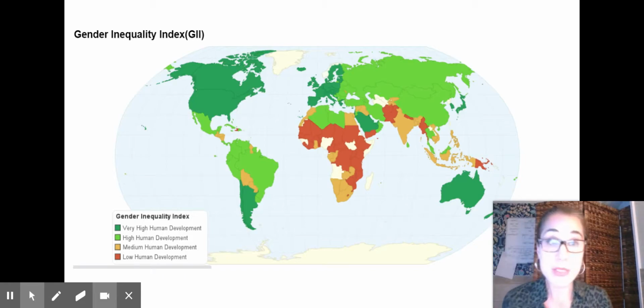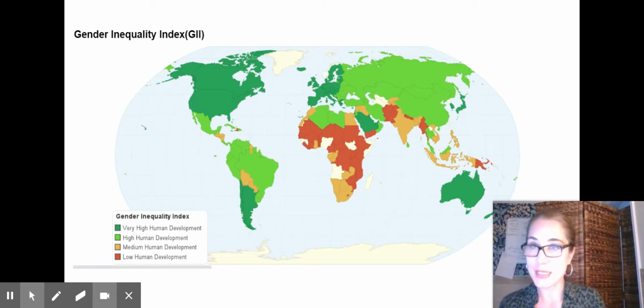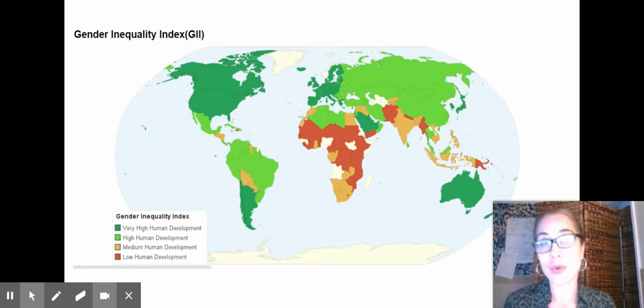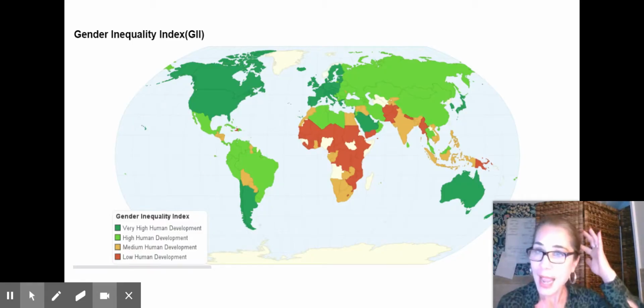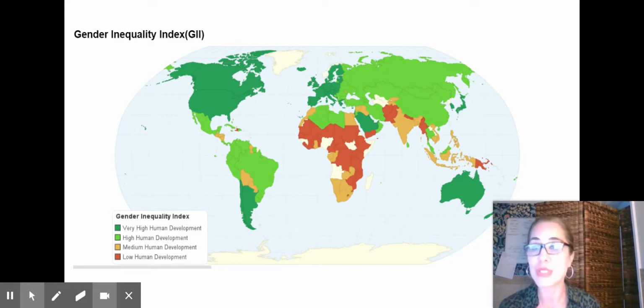Okay, we've talked about women's roles. This is called the Gender Inequality Index, or GII, and this is another indicator of access to wealth, believe it or not. This index is a numeric index that measures or reflects women's disadvantage in three major areas: health, empowerment or political roles, and jobs.